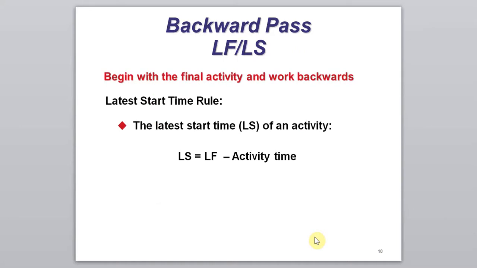To calculate the latest finish time and the latest start time of an activity, we will begin with the final activity and work backward. So the latest start time rule is: the latest start time of an activity equals latest finish time minus activity time.